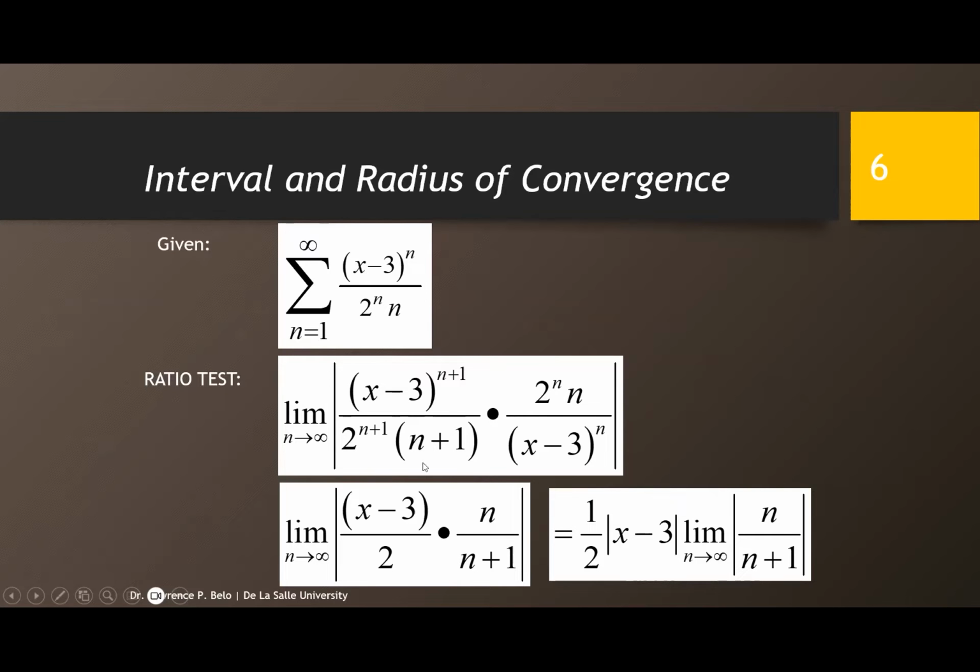Okay, so now let's try combining whatever we can combine. N plus 1 and n, that's just x minus 3. 2 to the n plus 1, 2 to the n, that's just 2 to the 1. Since this term does not contain n, we can choose to bring this out of the limit. But since it came from an absolute value, it still has to be an absolute value. Okay? And then we're left with the limit as n approaches infinity of this one.